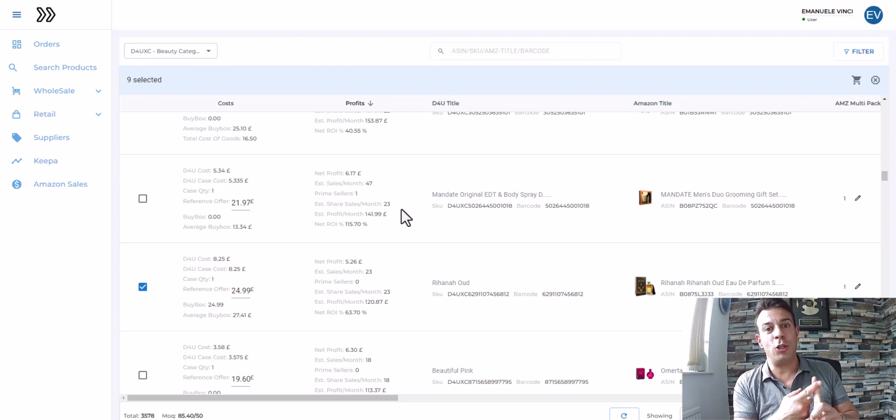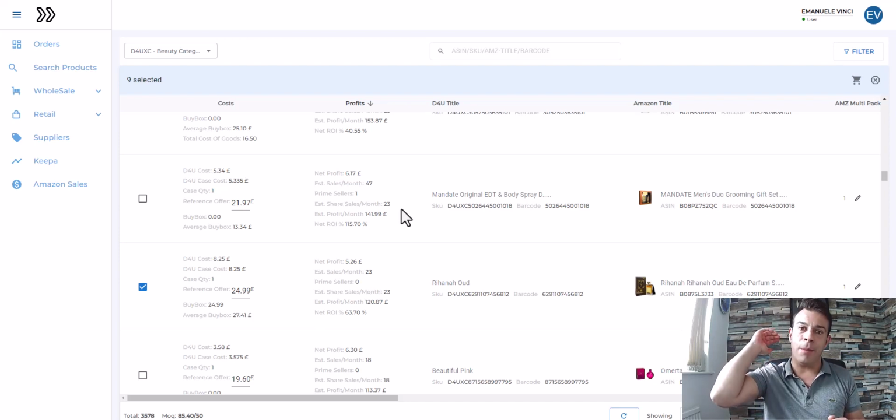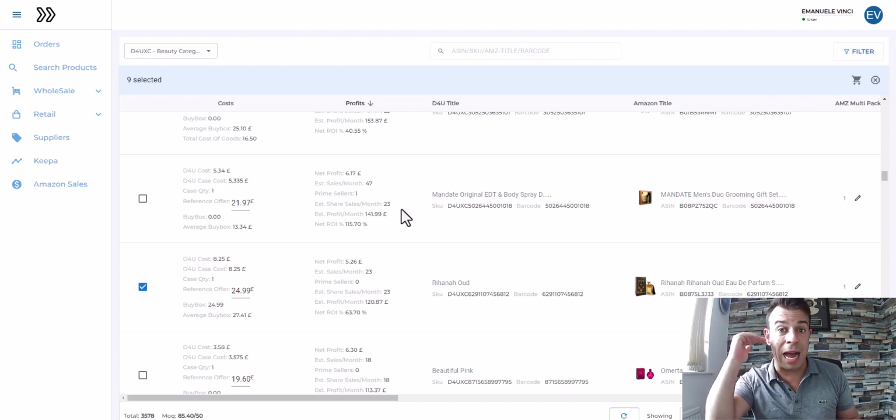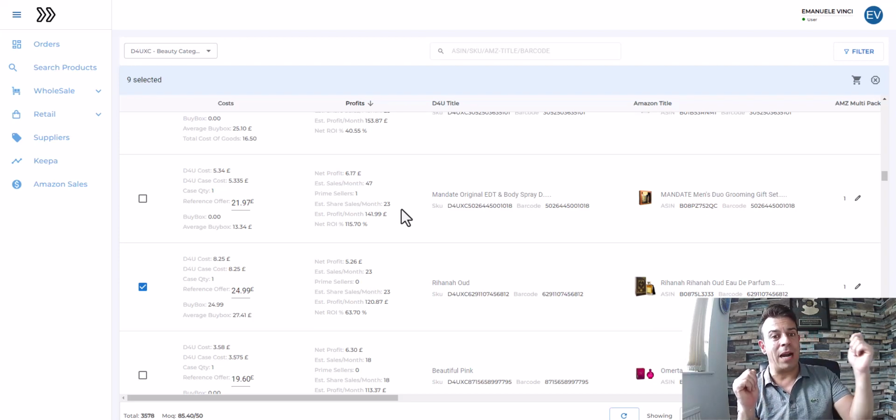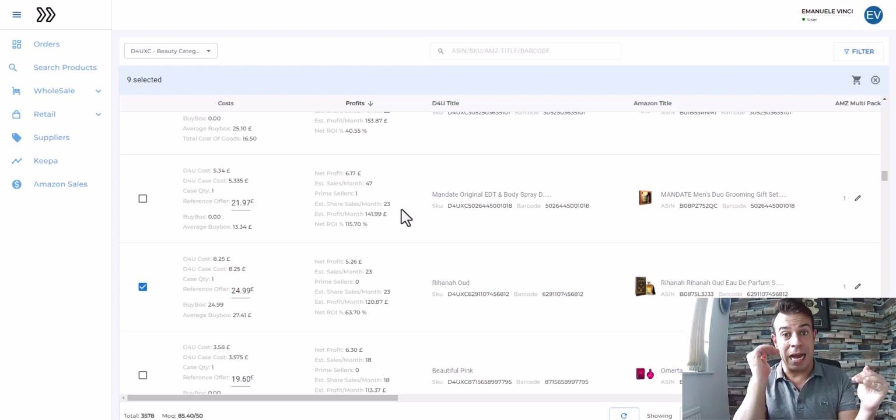One, to make sure that the product is not actually selling at a price that is much higher than the average buy box sales, the usual sale price for at least the past 90 days. And two, maximizing your profits where the product right now is selling at a lower price than its average selling price, which we call buy box, for at least the past 90 days.